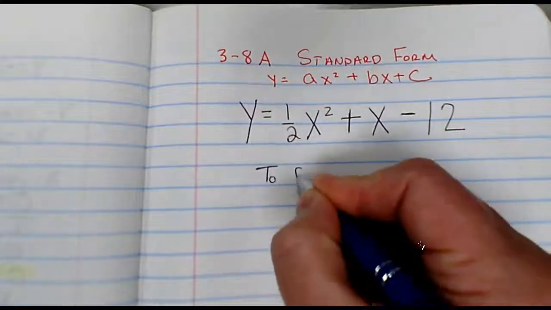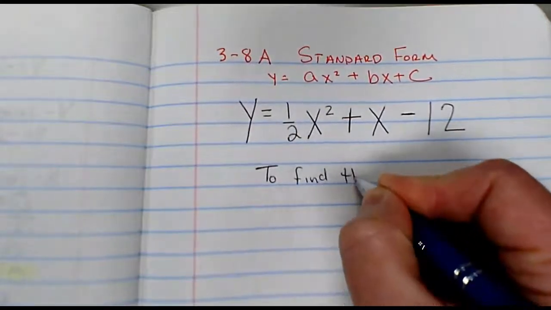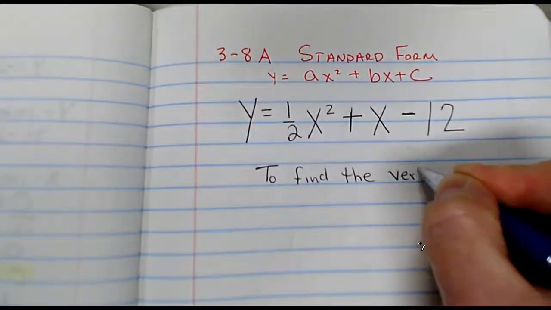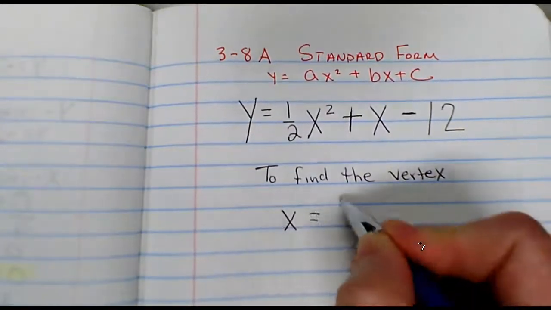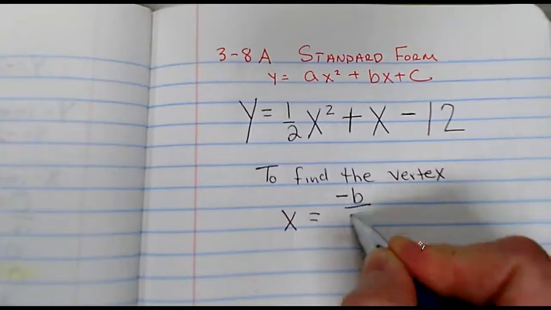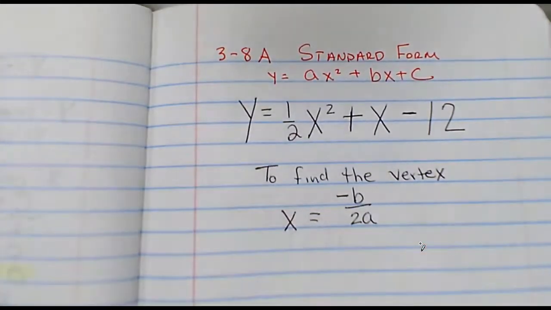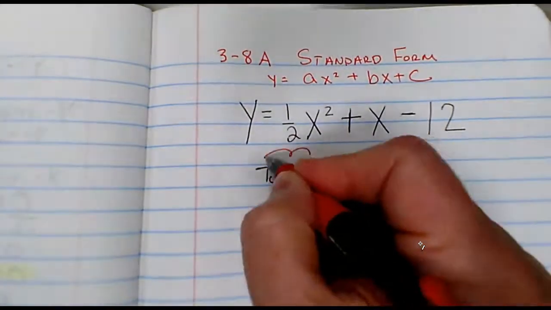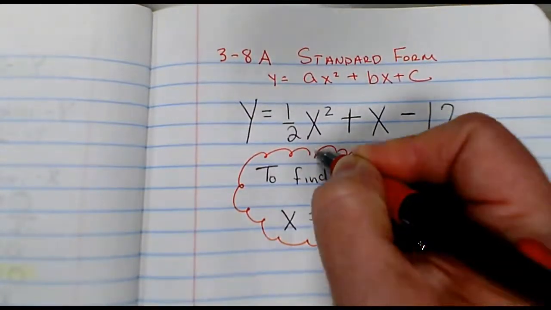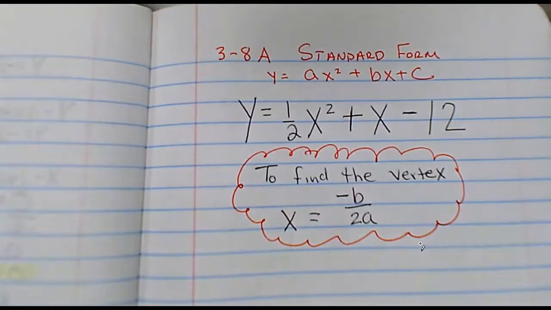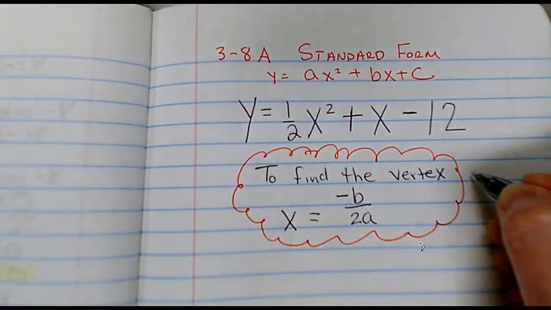So, to find the vertex, you are going to memorize this little formula, minus b over 2a. And you're going to put little clouds and stars and check marks by it, and you are going to memorize this.